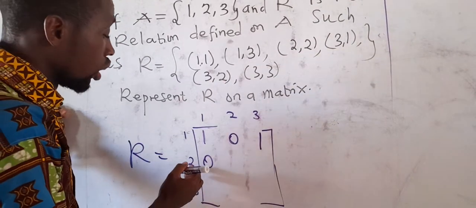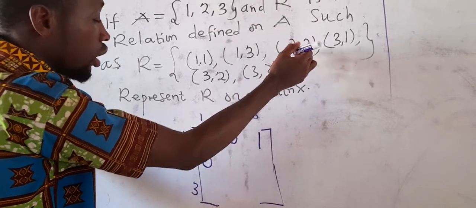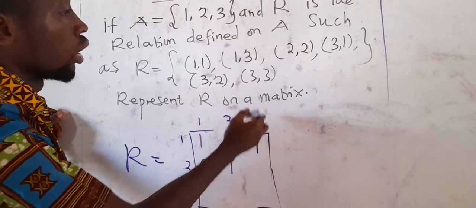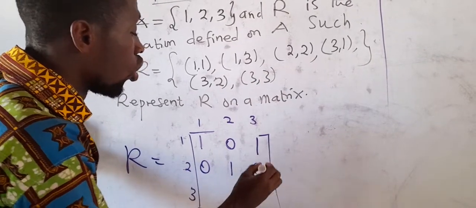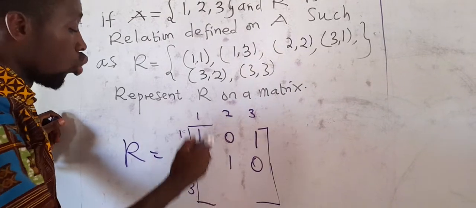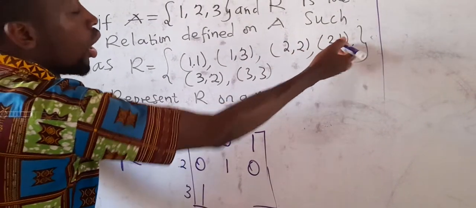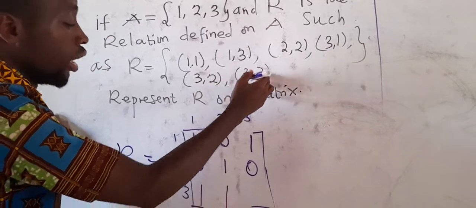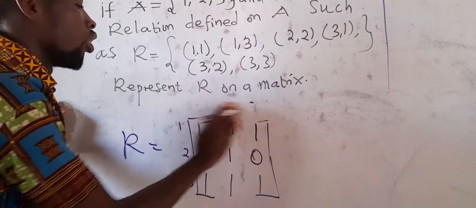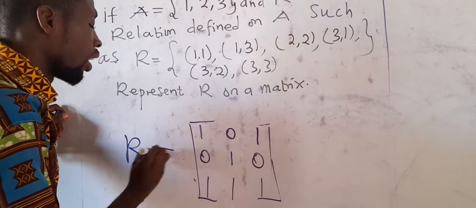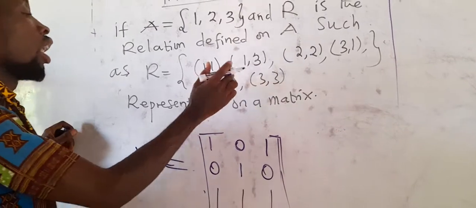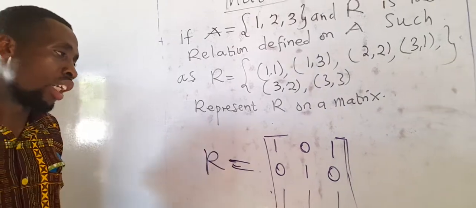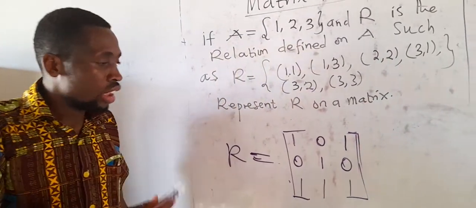Does two relate to two? Yes. It's here. So an on state. Does two relate to three? We have two, three? No. So off state. Does three relate to one? Yes. We have three, one. So an on state. Does three relate to two? Yes. Does three relate to itself? Yes. Then this becomes the matrix of the relation R. I hope you get that. It's very interesting. It's not anything difficult. I hope you understand. We'll solve one more question on this, then we'll take it from there.